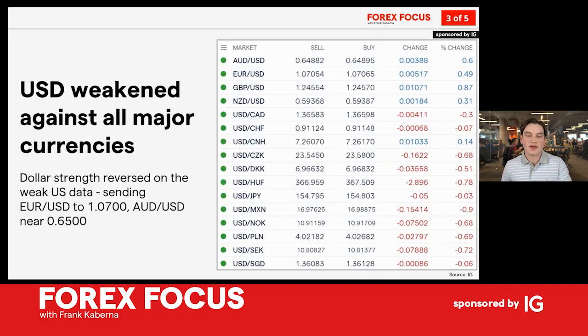Another market that we saw have a great effect was this U.S. dollar weakening across the board against all these major currencies. After such strength in recent weeks and months, we have euro dollar back to 107, trading around there all day. We had the Aussie dollar coming back towards that 65-cent handle, and against the Canadian dollar back below 137 for the first time in a while.